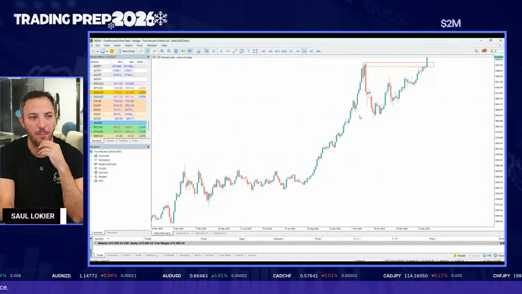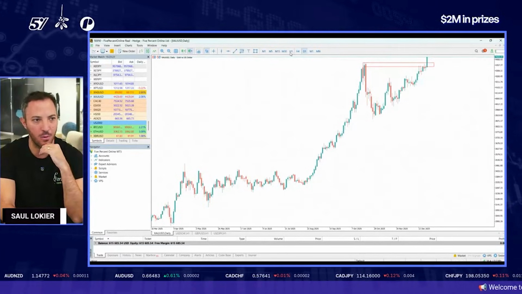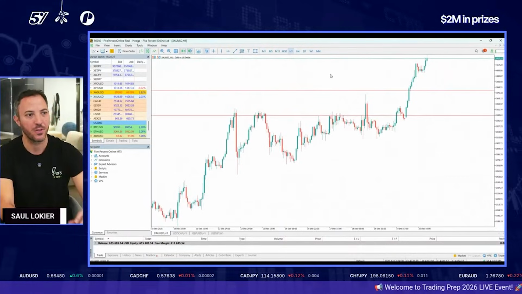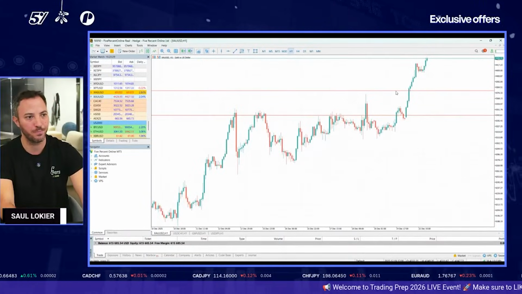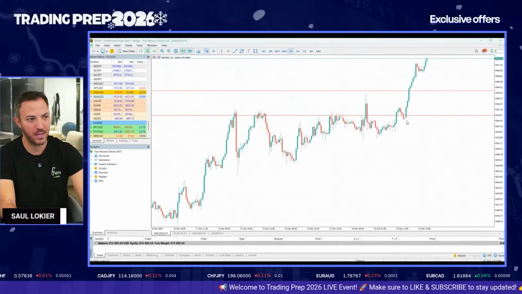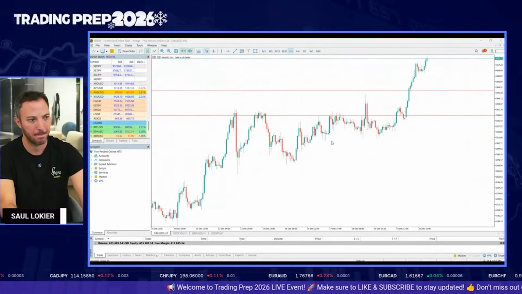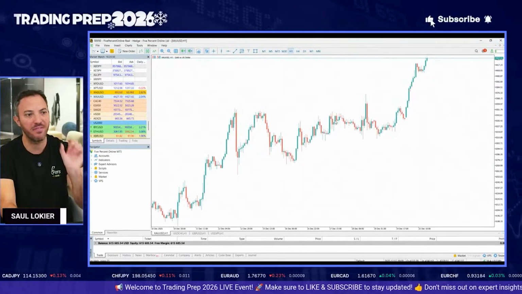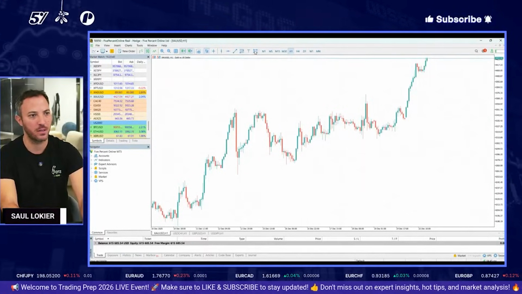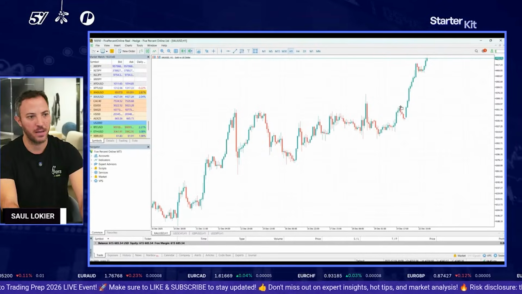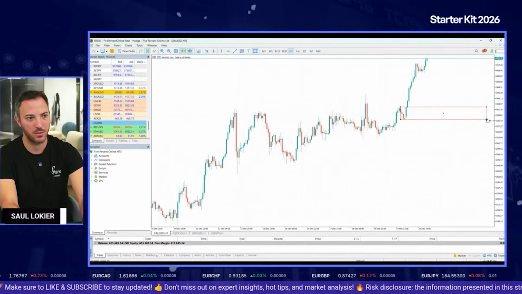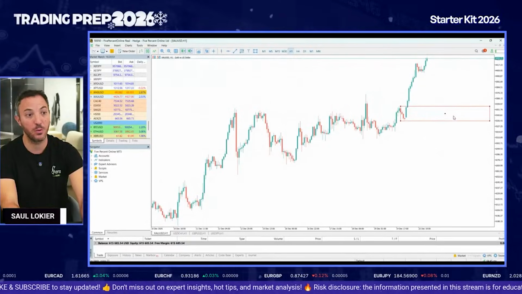So I zoom in a little bit, I go to the hourlies, and I want to see how that breakout is looking. I want to define my areas. So I zoom into the hourlies, and I want to mark my key levels. So I got one there, which is the most recent one.